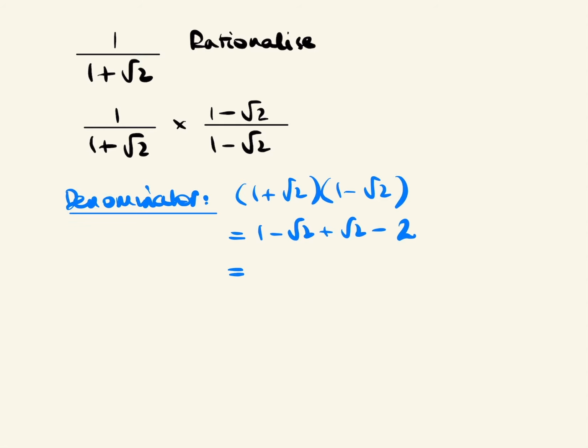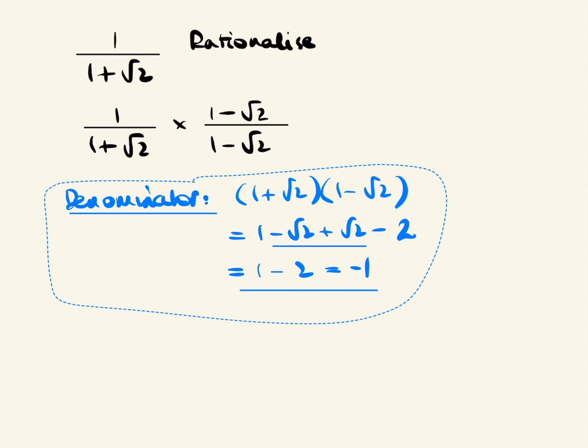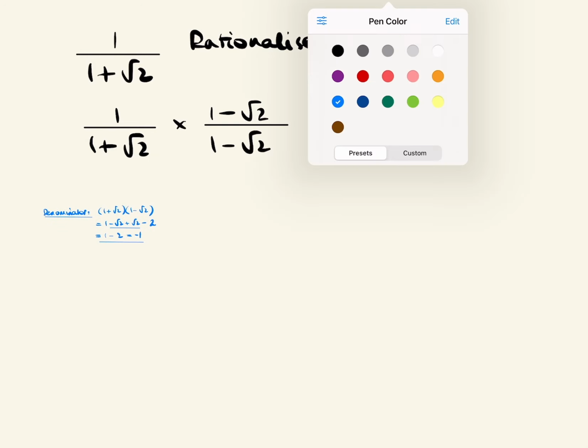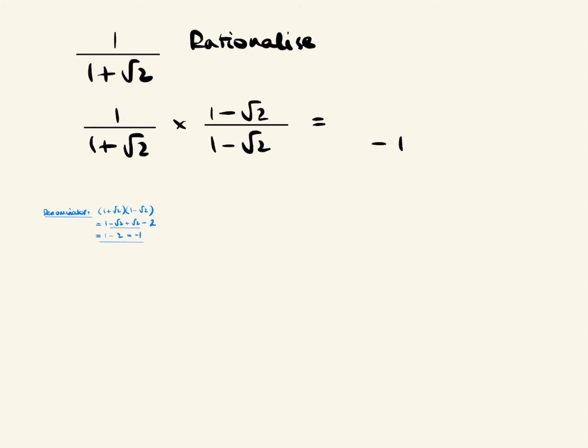Now, can you see that what we've got here is a minus square root 2 and a square root 2, which gives us 0. And what we've got left there is 1 minus 2. And 1 minus 2 is minus 1. So we've very much simplified the denominator to minus 1. So if we go back to here, we can put in that we've now got a denominator of minus 1, simplified. And then we're just multiplying the numerators.